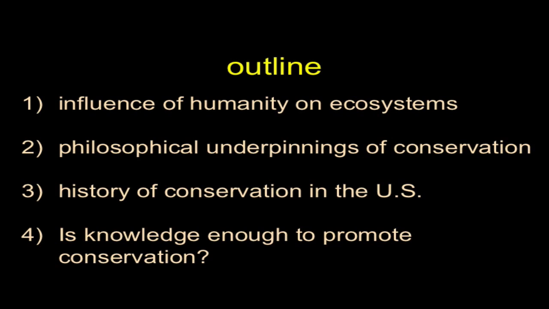So we're going to talk about a couple different segments here and take a break or two along the way. First, I want to talk about, in broad strokes, the potential influence of humanity on ecosystems, to some of the very philosophical underpinnings of the general conservation movement, and then go into the specific history of what happened here in our country, since the modern conservation movement was really birthed here in the U.S.